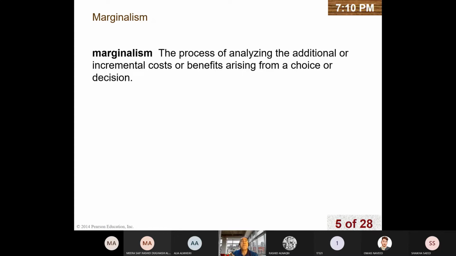But if the marginal cost, the cost of the last kilo, is 7 dirhams, and the current market price per kilo is 5 dirhams, he will not go ahead and produce that kilo. So this is the benefit of analyzing marginalism.